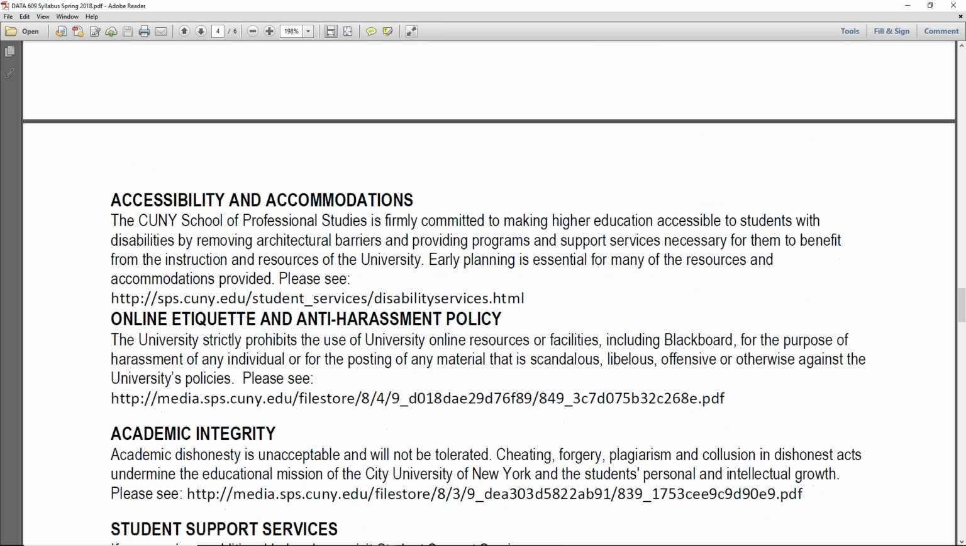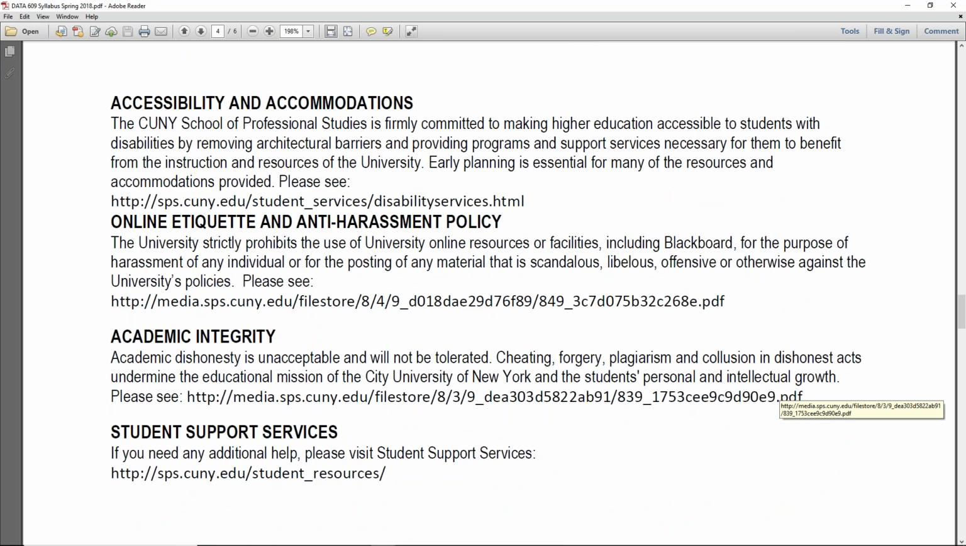And then remember, make sure that you follow academic integrity, and make sure that you don't have plagiarism issues throughout the course. Just do your own work, try to finish the work by yourself.